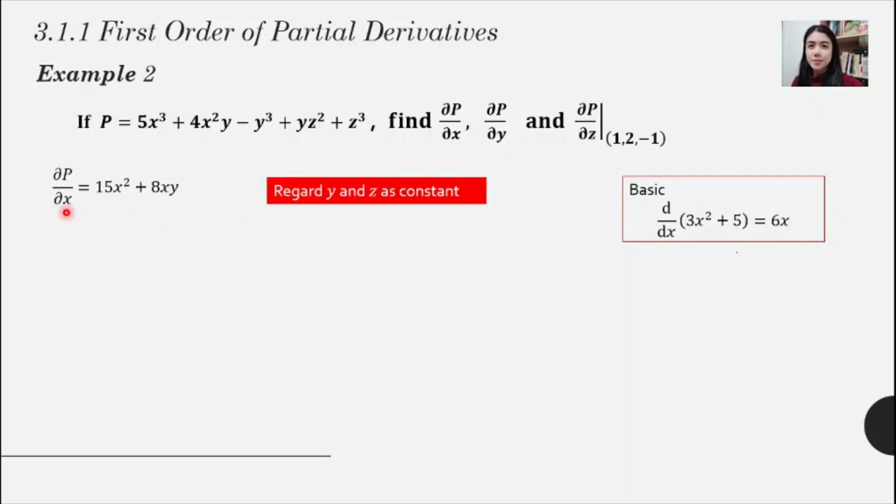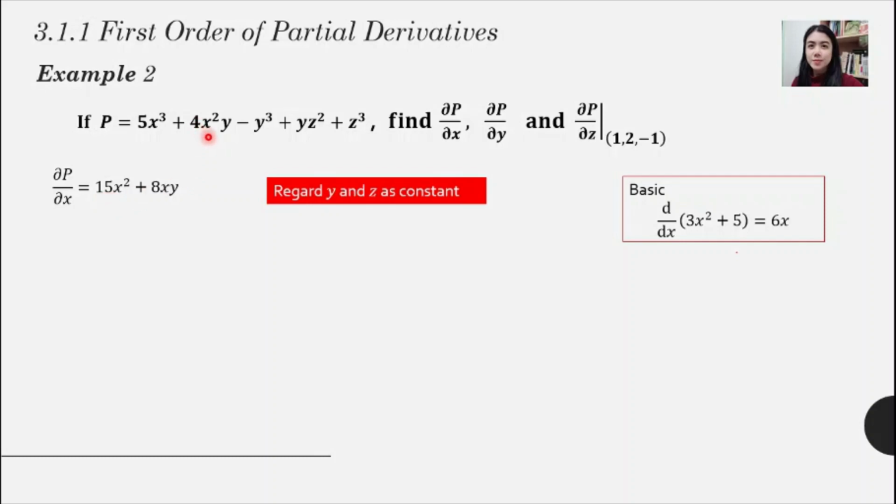It means that you differentiate with respect to x, so you're going to treat the y and z as constant. Let's just look at the items one by one. For the first item, we ask the same question: do we have x here? Yes, we have x cubed. What happens if we differentiate x cubed? You have 3x squared. 3x squared multiplied with 5 gives you 15x squared.